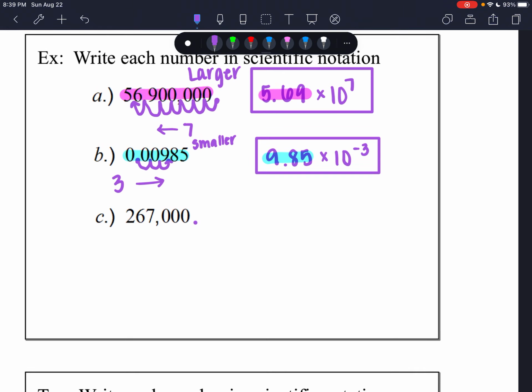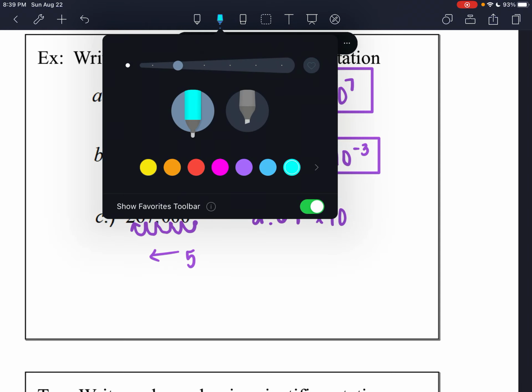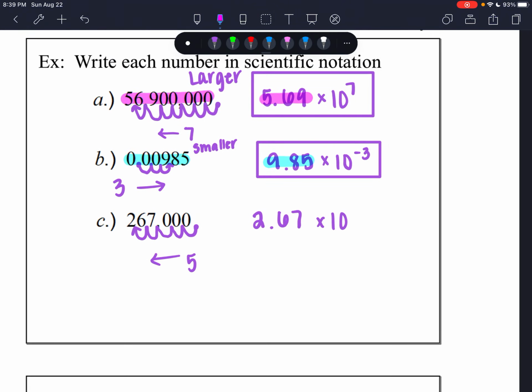267,000. I'm going to write this in scientific notation first by identifying my decimal point. It's not written, so it's all the way at the end of the number. And I'm going to move it to the left several times so that it's in between 2 and 6. So now I'm left with 2.67. Now I move my decimal to the left 5 times. So the exponent on my 10 is either going to be positive 5 or negative 5. It depends on if my original number is larger or smaller. 267,000 is larger than 2.67. So this means that my exponent will be a positive integer. So 5 rather than negative 5.